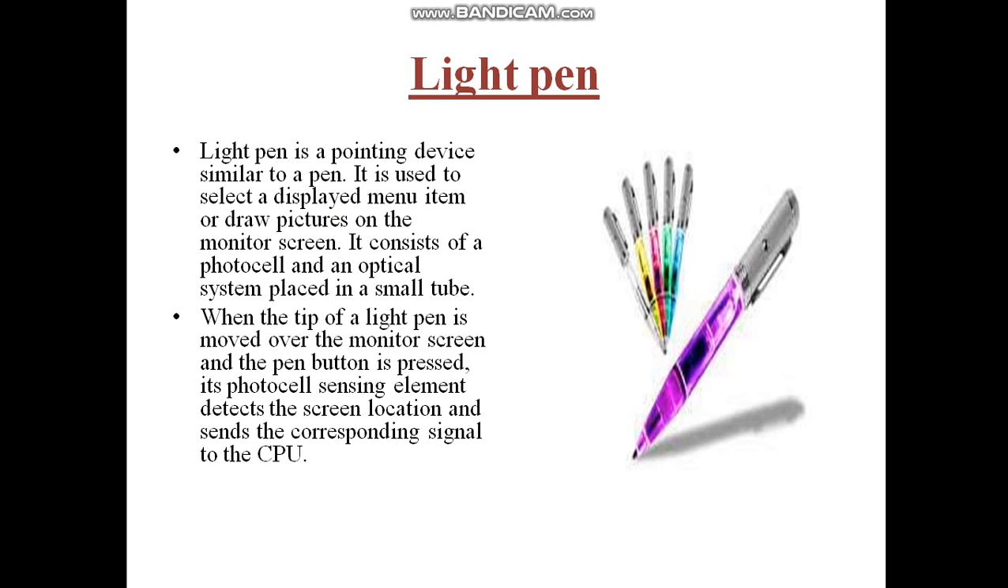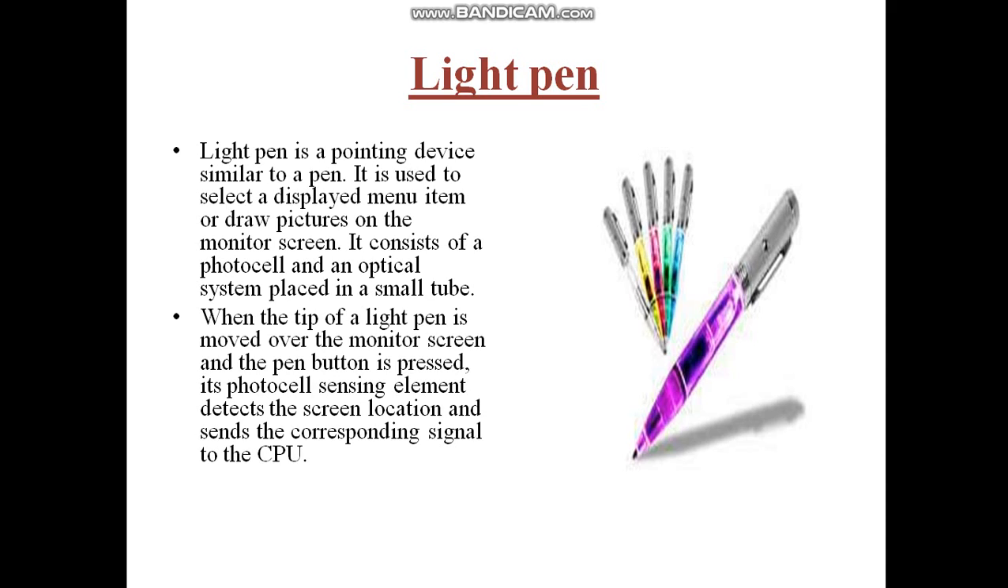Next is a light pen. Light pen is a pointing device similar to a pen, which is used to select a displayed menu item or draw pictures on the monitor screen. It consists of a photocell and an optical system placed in a small tube.